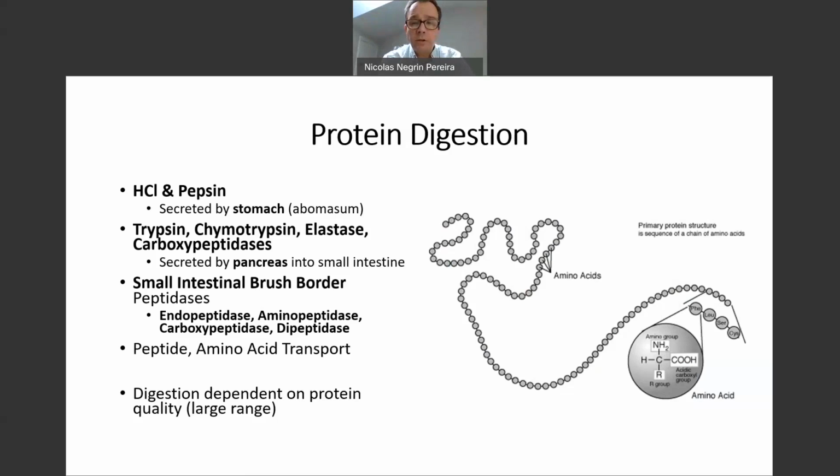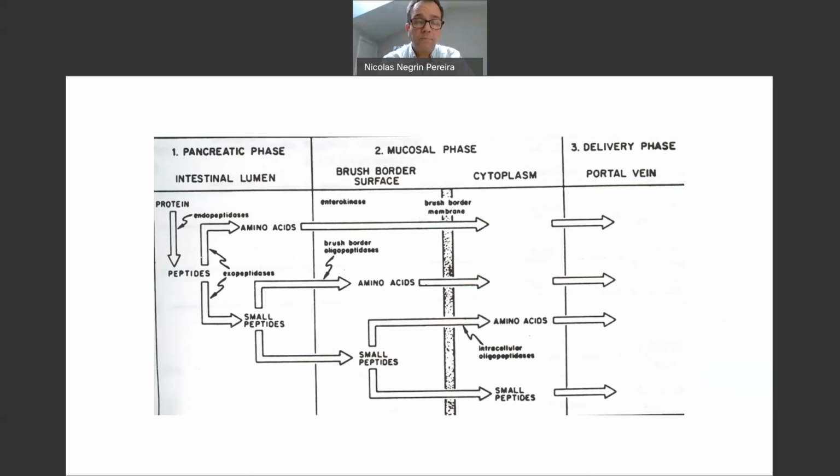And digestion depends on the protein quality. Remember, what we sometimes refer to as bioavailability is referred to that. It's how much of the original protein is going to be absorbed as amino acids at the end of the digestive process.